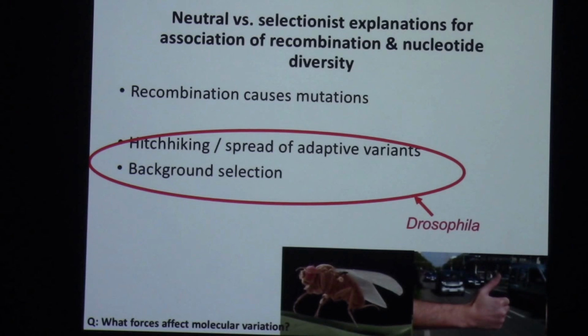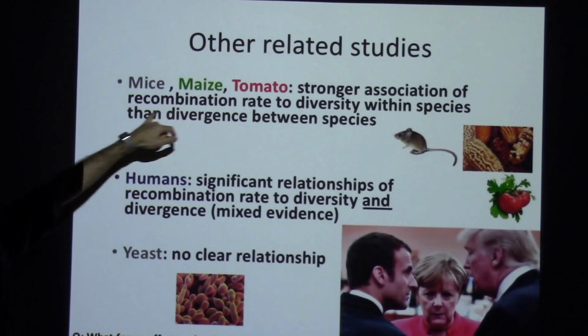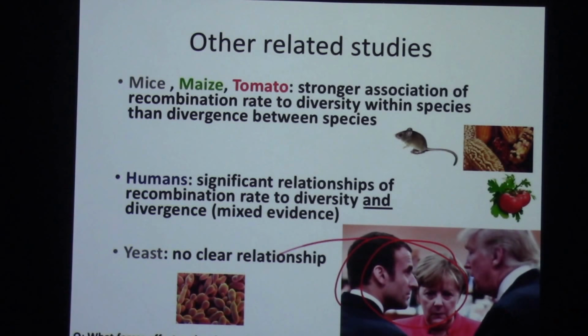Now, looking more broadly in other systems, mice, maize, and tomato, there's a stronger association of recombination rates with diversity within species and divergence between species, so that's consistent. With humans, there's a significant relationship of recombination rates and diversity within species, but mixed evidence about whether there's a relationship with divergence between humans and chimp. And finally, yeast is not a very clear relationship.